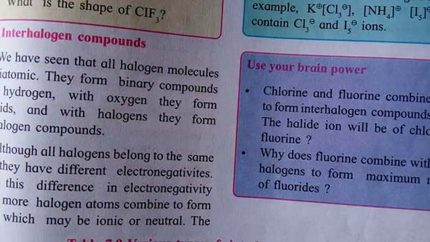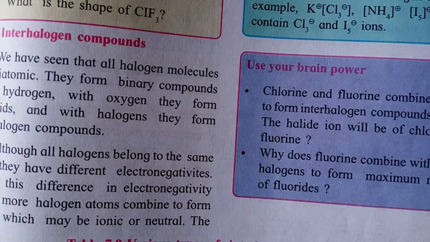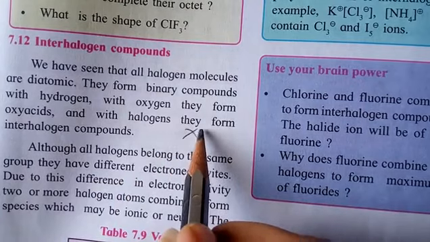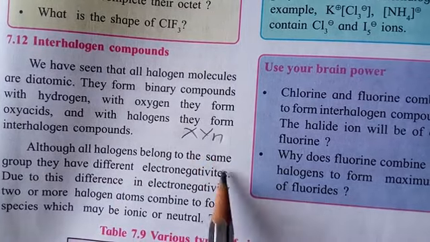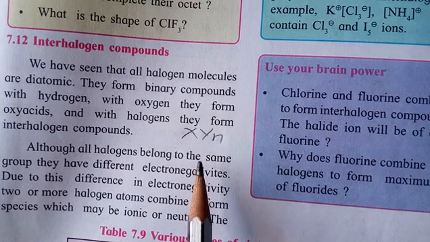Now if we define interhalogen compound, an interhalogen compound is a molecule which contains two or more different halogen atoms. It is called interhalogen compound. The general formula of interhalogen compound is XYn. That means, suppose XYn, n equal to 1 or 3 or 5 or 7.